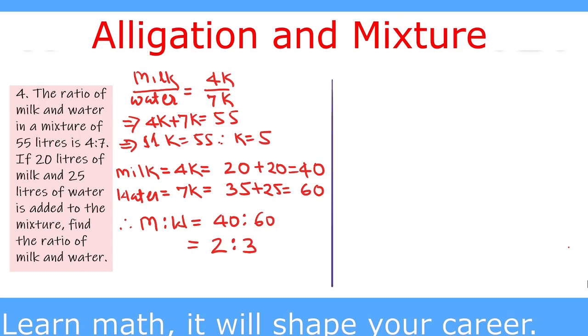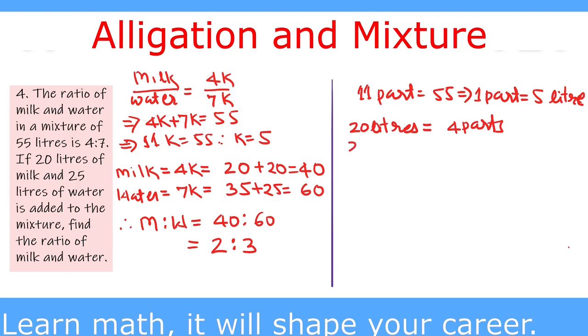Now we solve it by the shortcut method. The milk to water ratio is 4 to 7. It means 4 plus 7 is 11. 11 parts equal to 55 liters. It means 1 part equal to 5 liters. Therefore, 20 liters equal to 4 parts and 25 liters equal to 5 parts. As we have to add 20 liters of milk and 25 liters of water, so 20 liters equal to 4 parts and 25 liters equal to 5 parts.